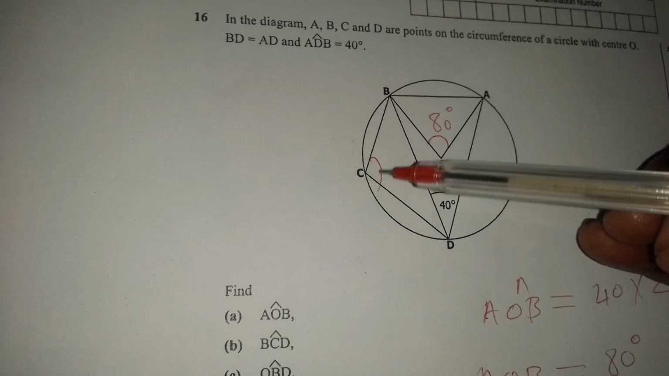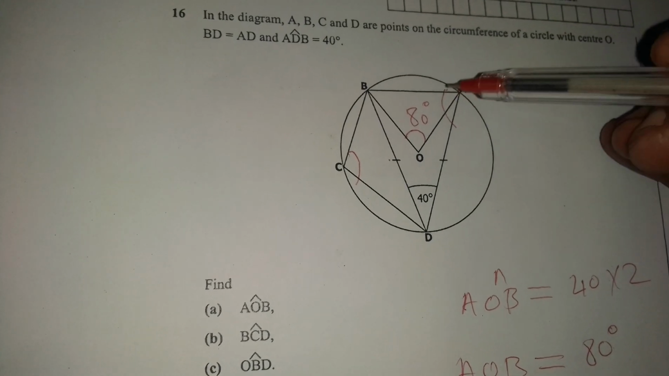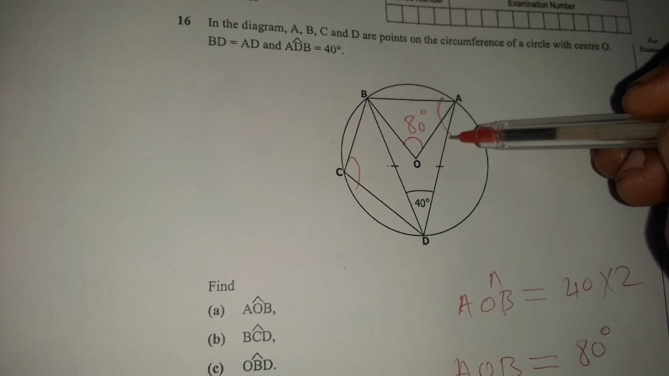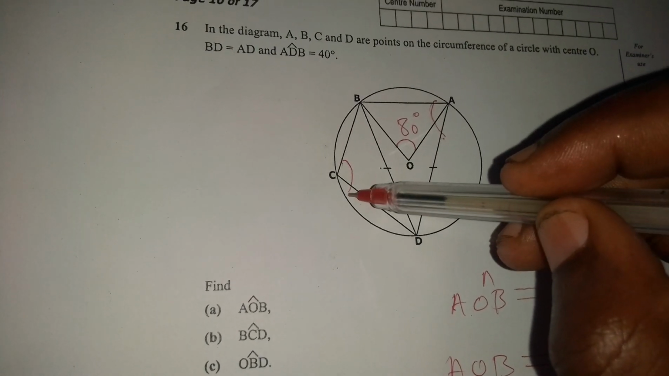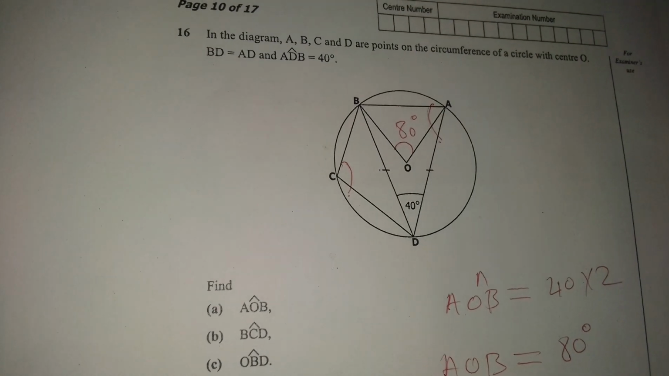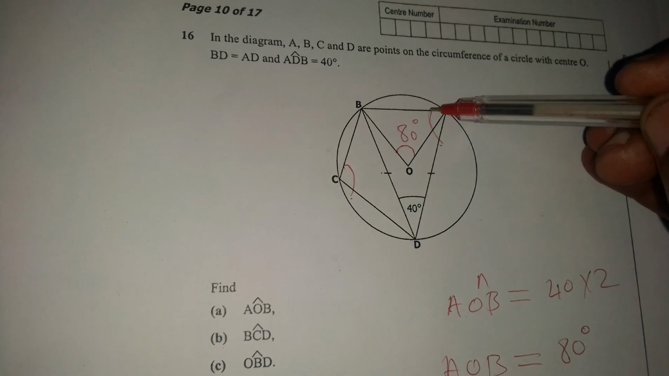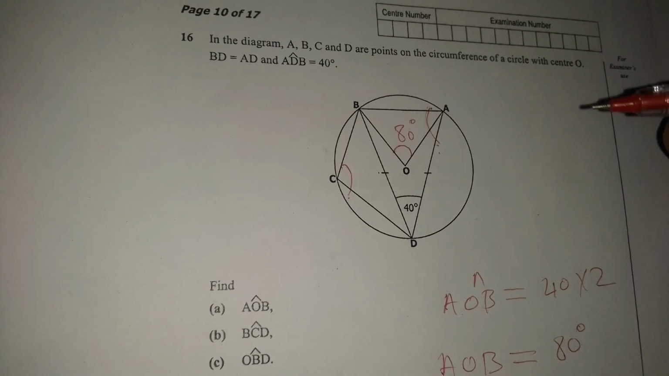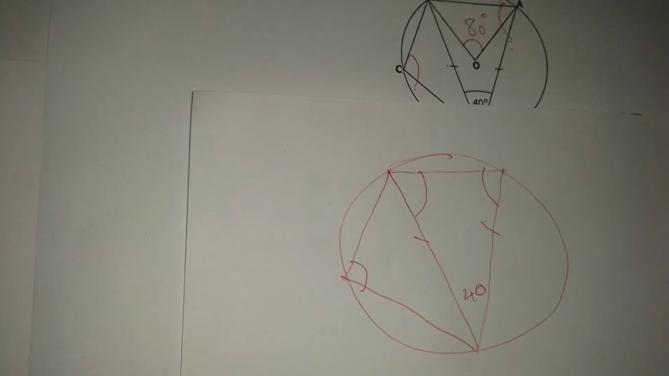For us to find the angle which is there, first of all, we have to know the angle which is here. So that when you know the angle which is here, you'll be able to subtract from 180, then you find this angle. Because opposite angles in a cyclic quadrilateral add up to 180 degrees. So first of all, let's find the angle which is there. Okay, so we are going to solve it.